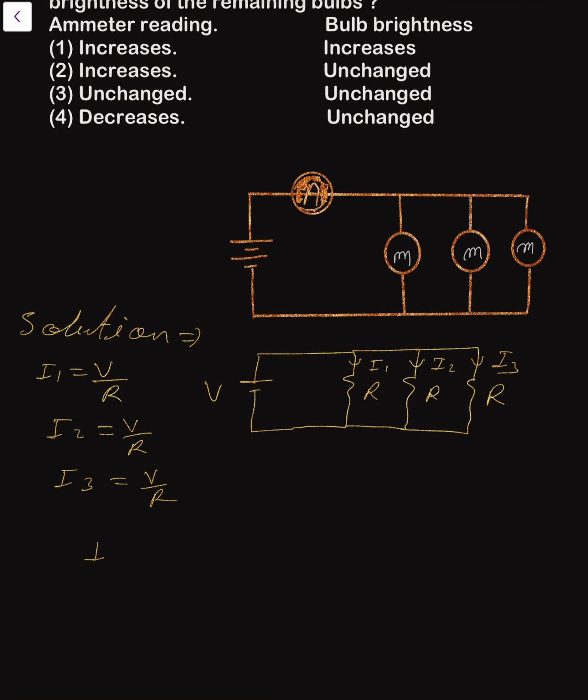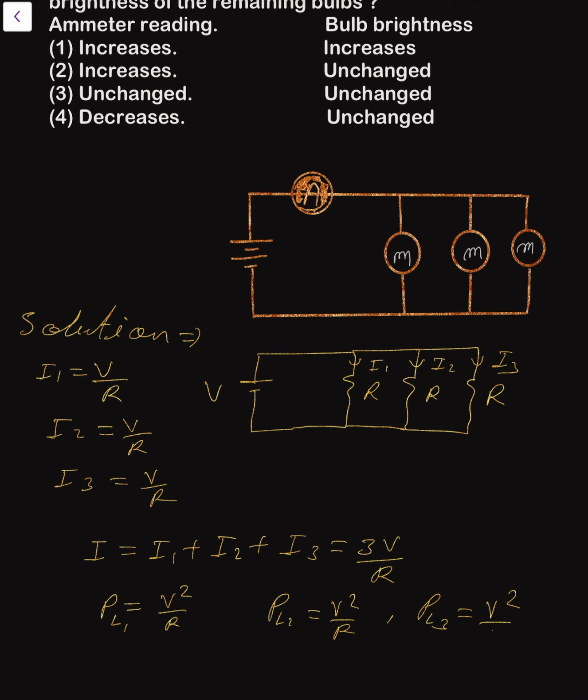So what about the ammeter reading? I is equal to I1 plus I2 plus I3. Adding these three, we get 3V by R, clear? And what about brightness? Brightness depends upon losses, which is V square by R for each. So the losses corresponding to the first bulb are V square by R, the second bulb V square by R, and the third bulb V square by R.